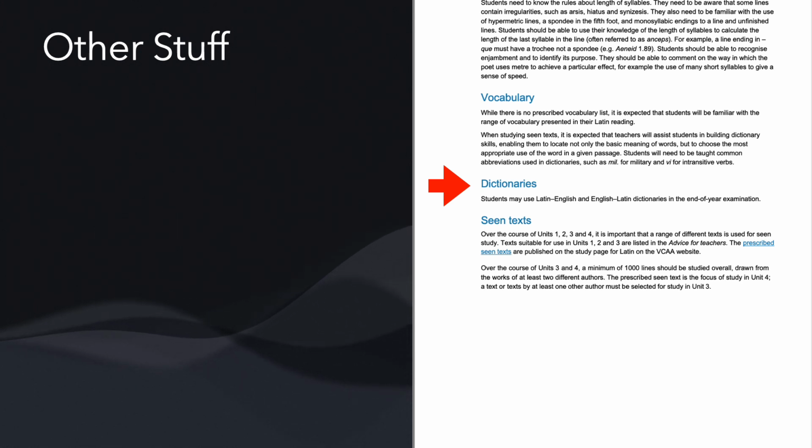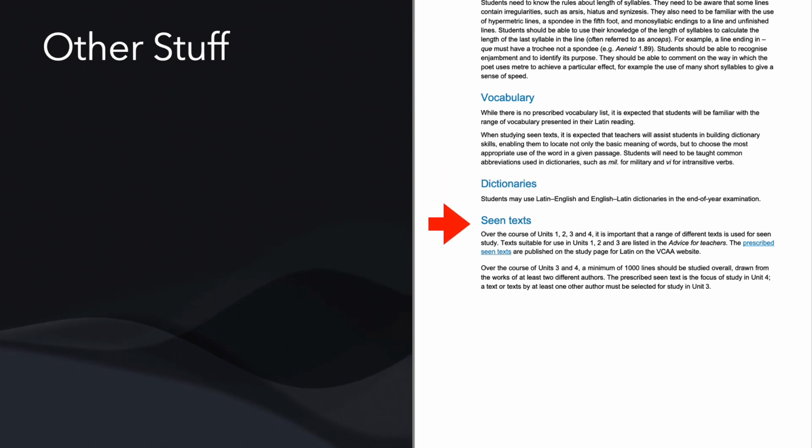I know some students will work their dictionaries so hard in units 1, 2, 3 and 4 that their poor old dictionary is actually falling apart and dying by the time they get to the exam. So they've got to buy a new one for that. But I actually think that's a good sign that you've got really good value for money out of that dictionary.